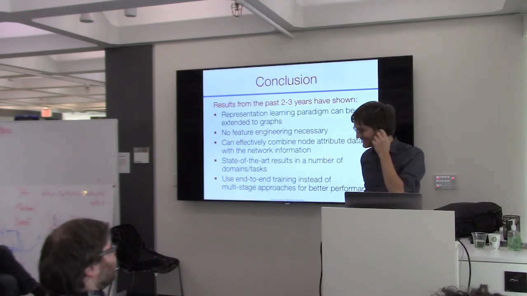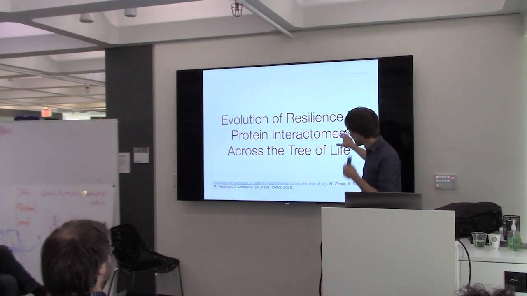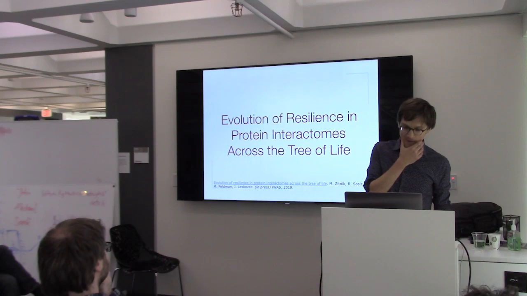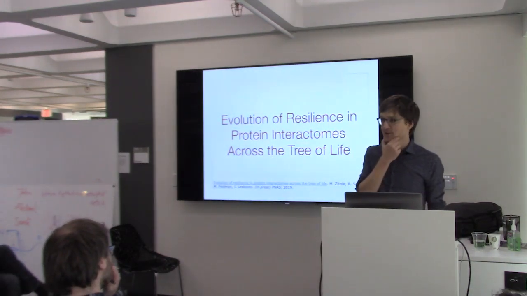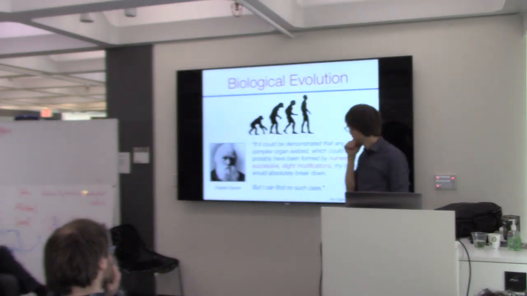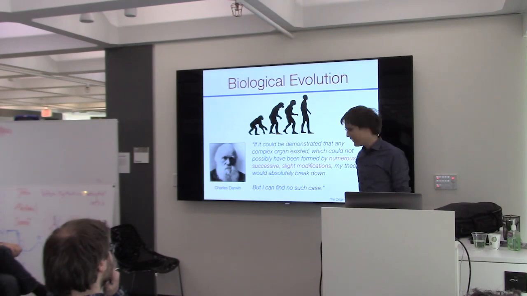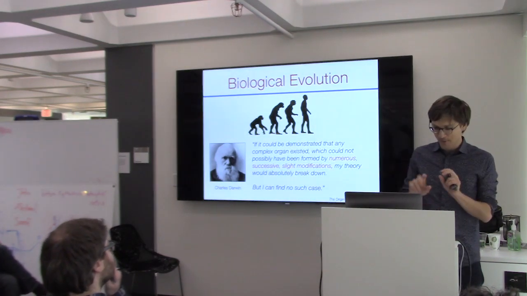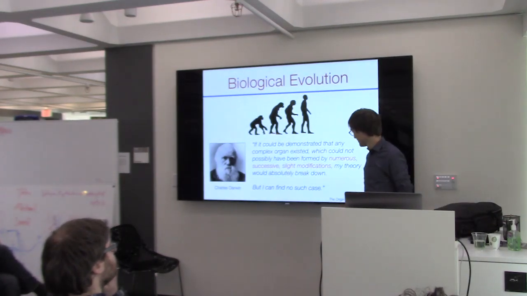Okay. All right. So I'll tell you about something very different, not deep learning, but something I'm quite excited about. This is a PNAS paper that's coming up. Basically the question is, how does biological evolution change the structure of networks? Darwin said that if you find something that doesn't form by numerous successive small modifications, his theory would absolutely break down.